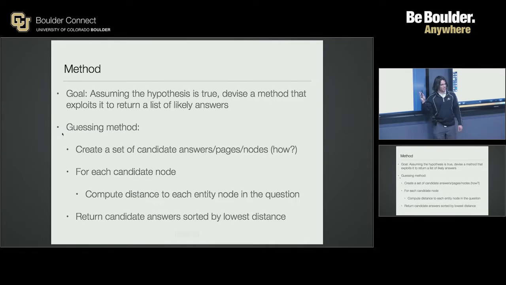So the goal is to devise a method that takes advantage of this hypothesis being true. So we would first create a set of candidates that we think are possibly the answer. And then for each candidate, we're going to score it by computing the Wikipedia game distance from the answer to each entity in the question. And then we're going to return that list of candidates sorted by the lowest distance.